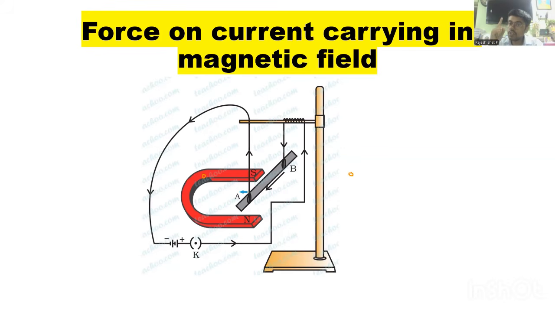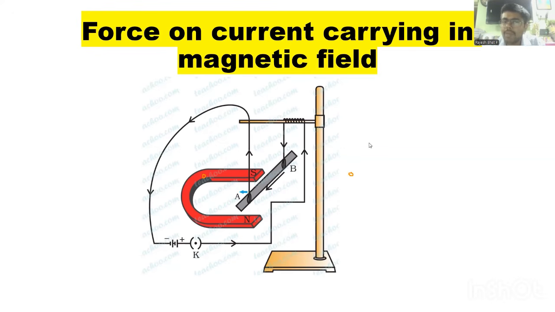The first is the current. If there is no current, there will be no magnetic field around AB. That is the first point. Second, there are magnetic field lines. By whom? By the horseshoe magnet. Third one, what is there? Because of this magnetic field and current, there is force. Now three things: force, current, magnetic field lines. Remember this. We want to understand this.